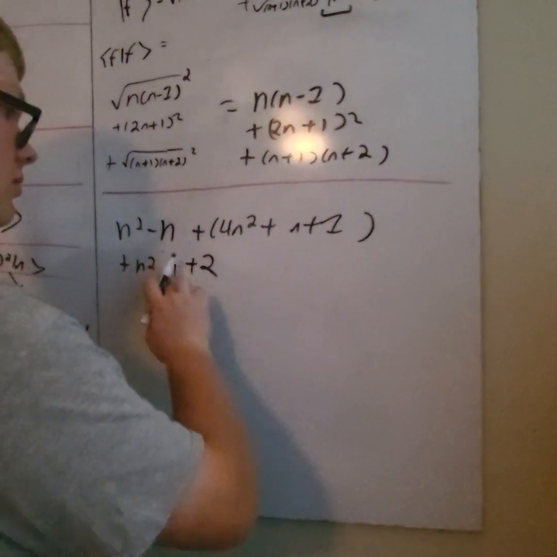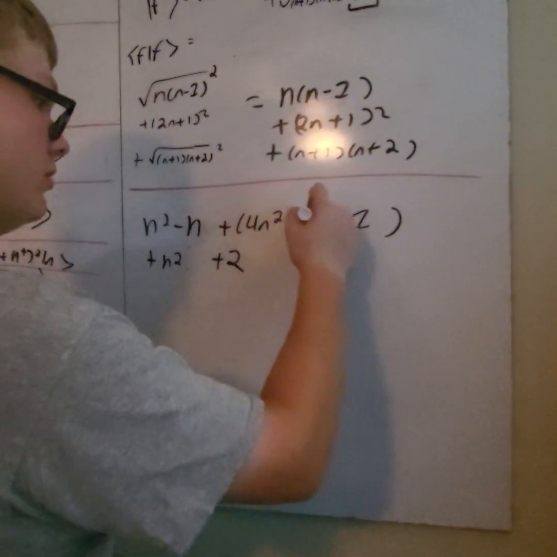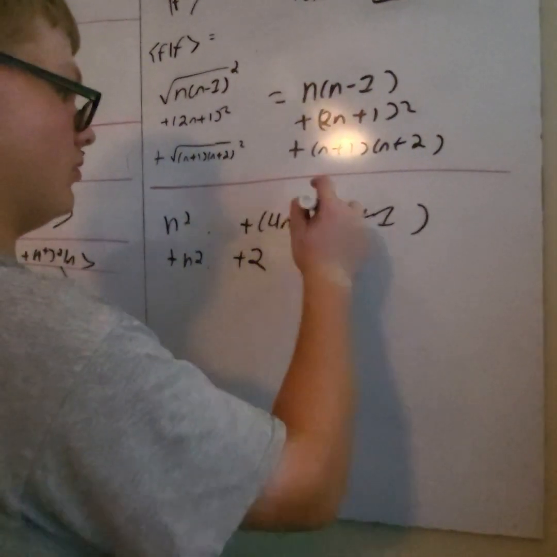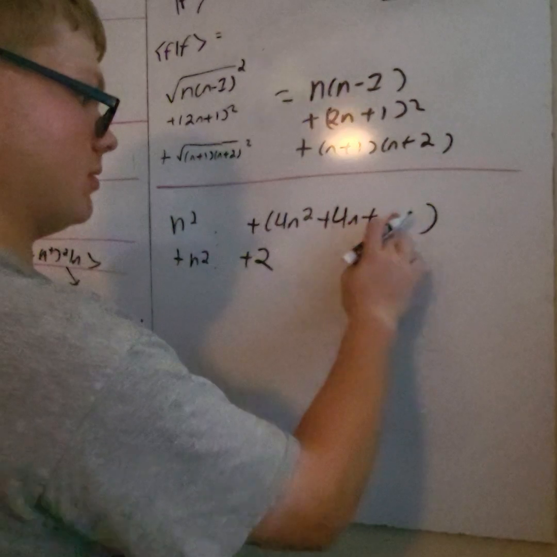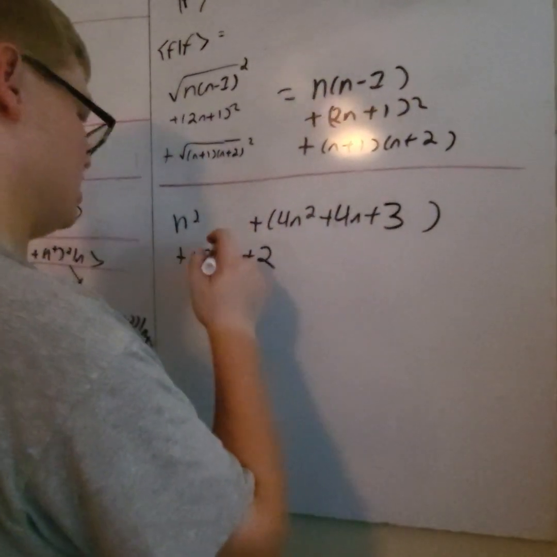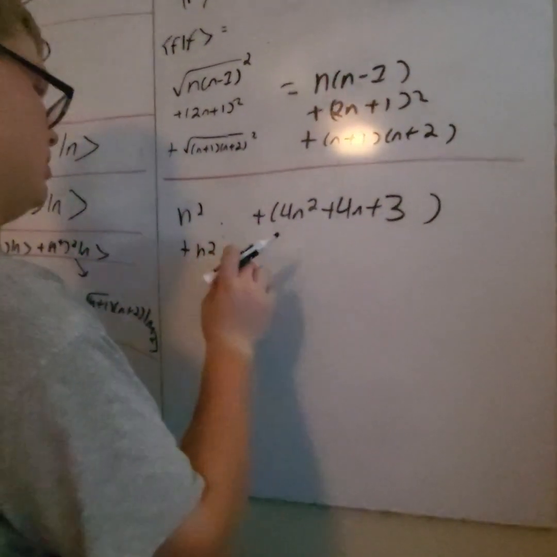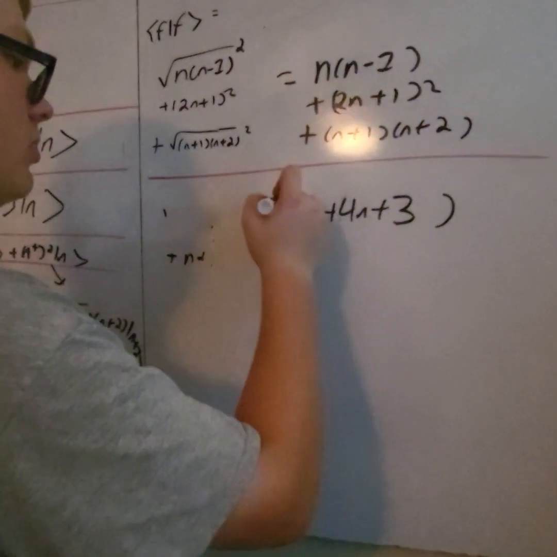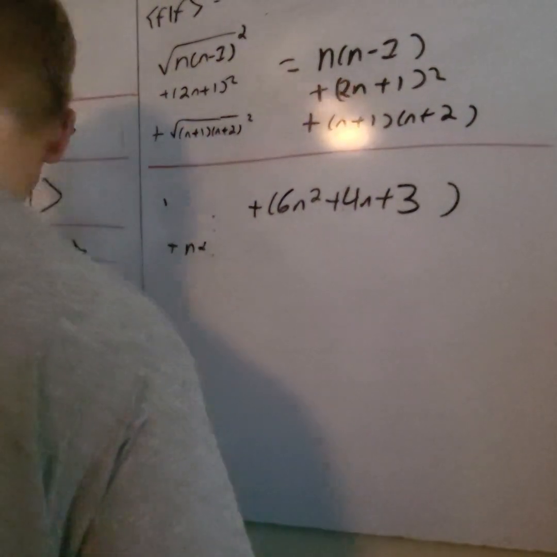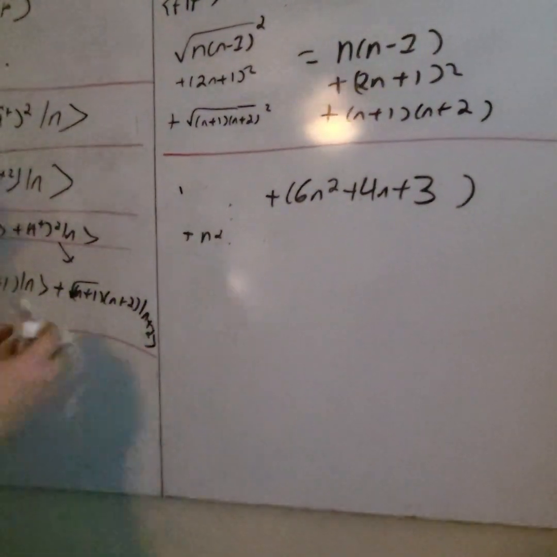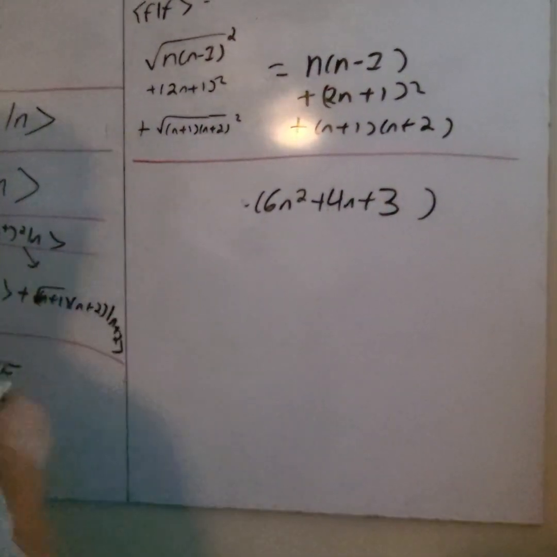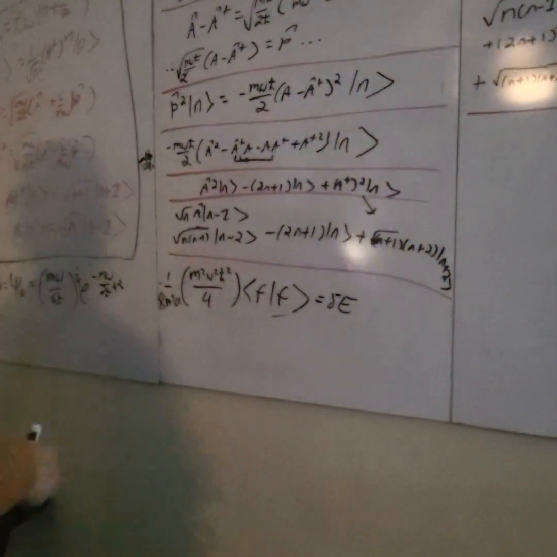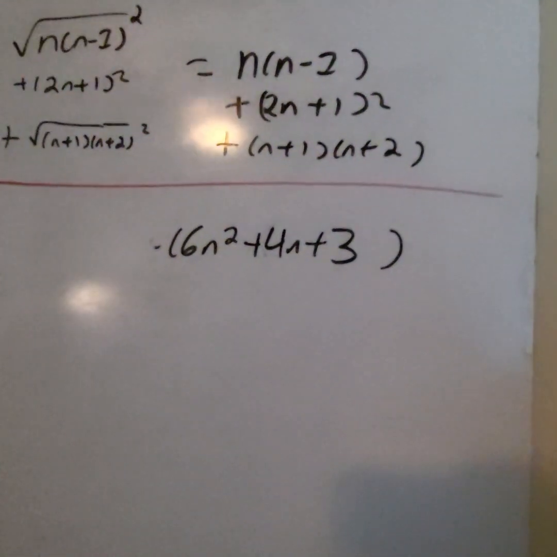That's going to cancel. It's going to go to 5n, and we're going to subtract that n. It's going to go to 4n plus 3. That's 2n squared plus 4n squared. That's 6n squared plus 4n plus 3. So our inner product there is just 6n squared plus 4n plus 3.